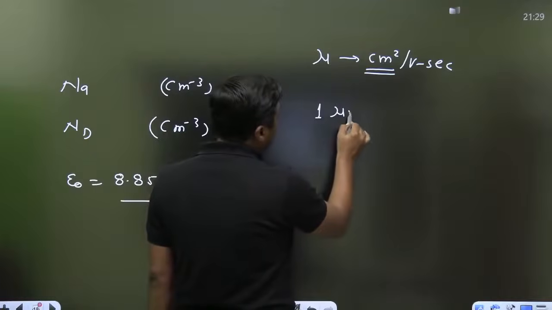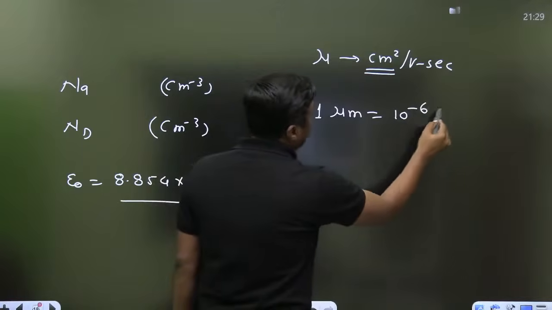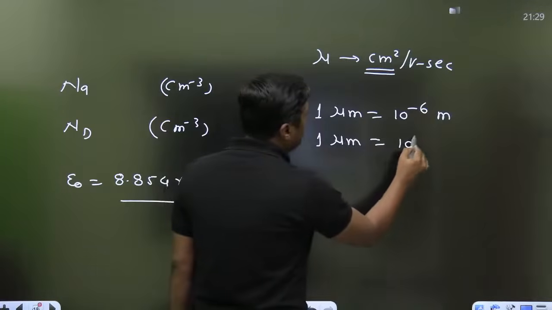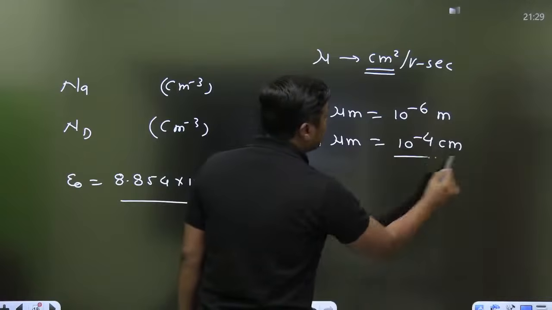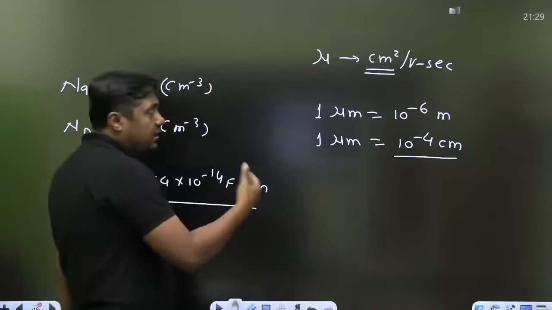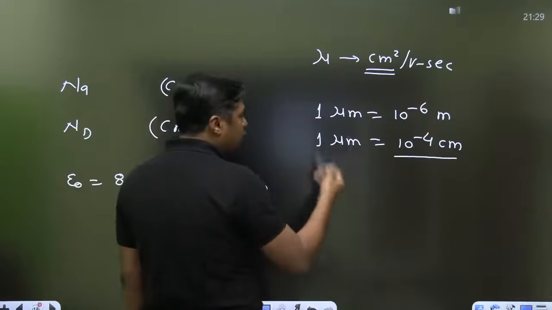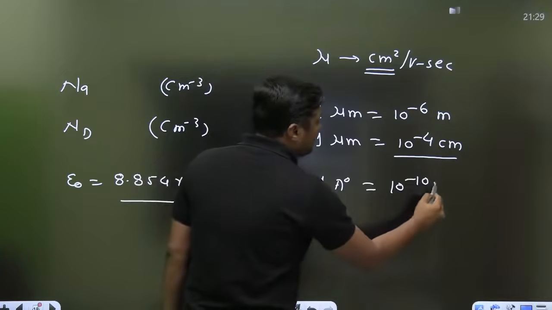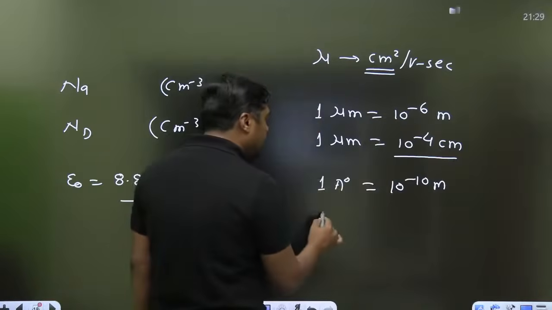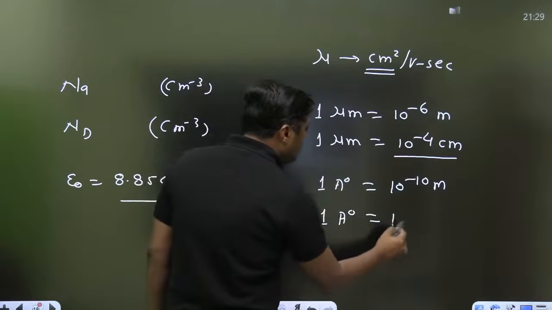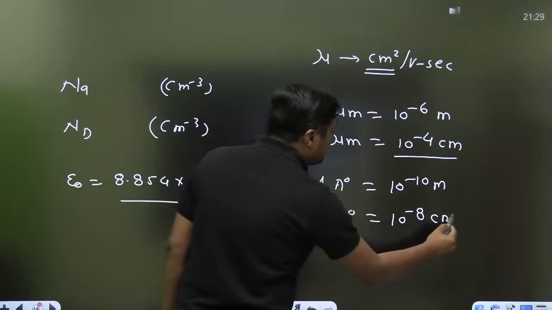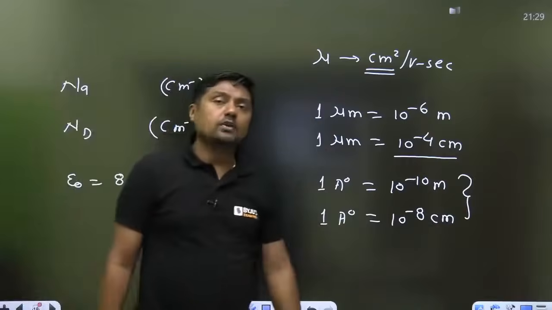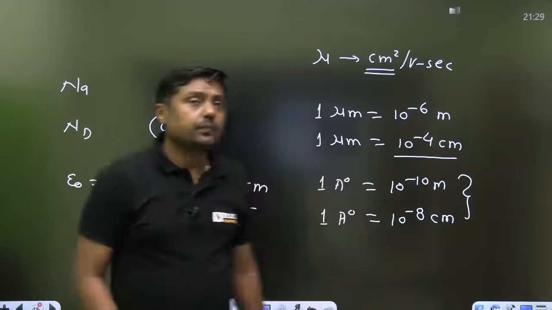For example, 1 micrometer is 10 to the power minus 6 meter, but 1 micrometer is equal to 10 to the power minus 4 centimeter. Right? Please try to understand all this, because quickly we have to use all this. One angstrom is a very small thing but a very important thing, equal to 10 to the power minus 8 centimeter, and so on. These are the units of length. Okay. Next one.